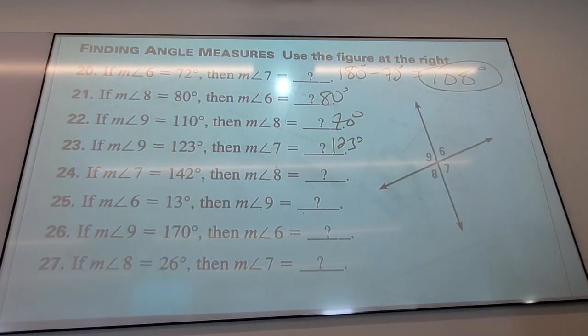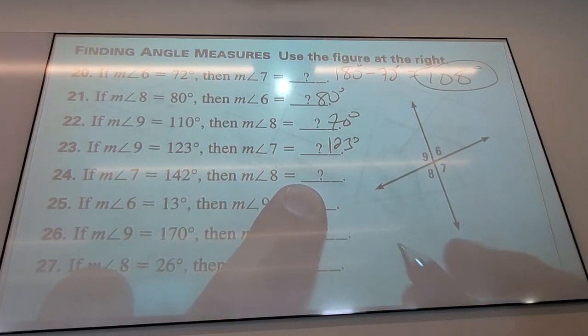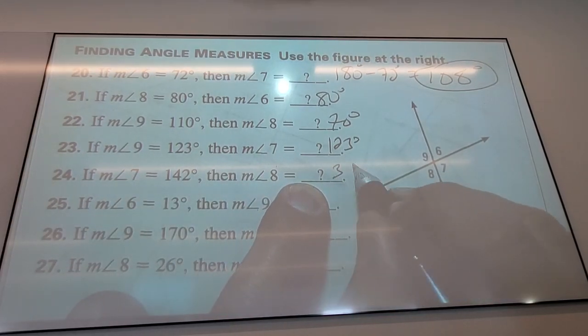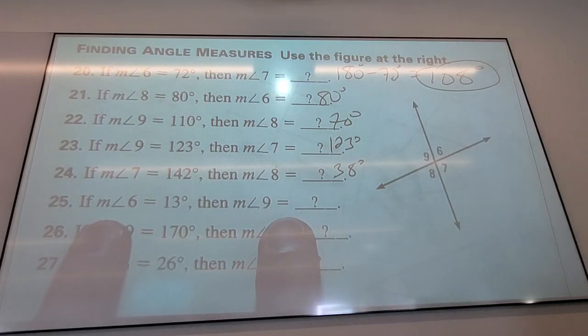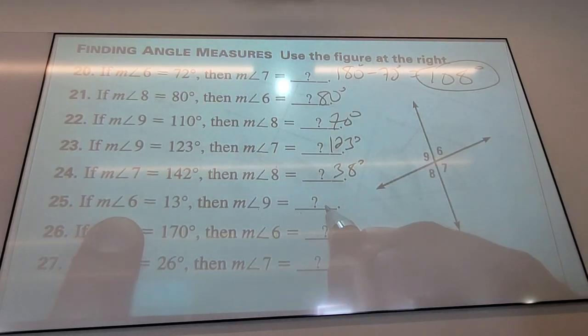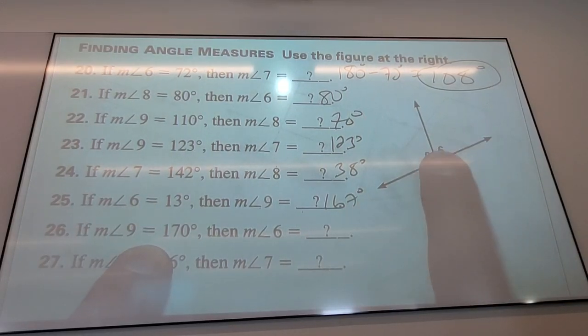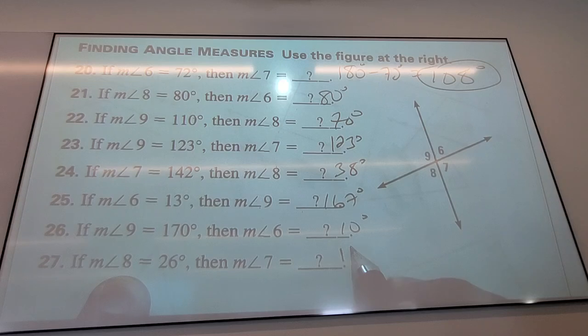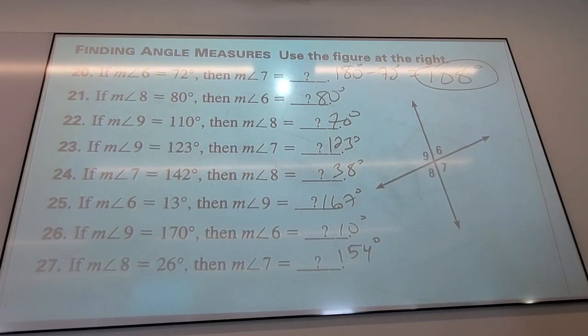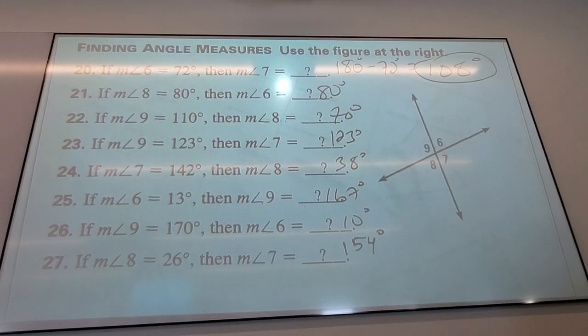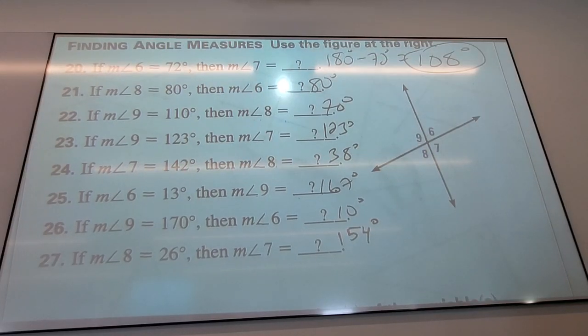All right, so 7 and 8 have to add up to 180. So what did you get for angle 8? 38 degrees. I love it. 6 and 9 add up to 180, so you get 167. Great. 9 and 6 add to 180, so that's 10 degrees. And then 8 and 7 add up to 180, so that makes 154. I like it. Okay, that was nice.